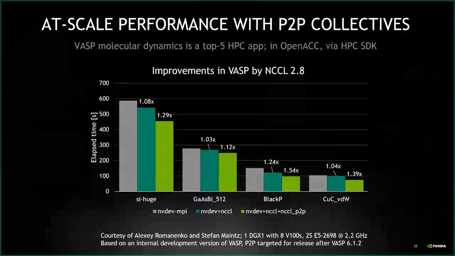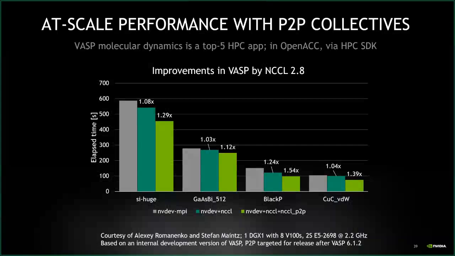And one of those is VASP, which I think everyone is very familiar with. So these are the results using NCCL 2.8 in VASP, and depending on the use case, or the problem, we're up to 1.54x faster by leveraging NCCL over the MPI version. So that's, again, a really big gain from the communication library, which is a force multiplier for the rest of the compute happening on the platform.